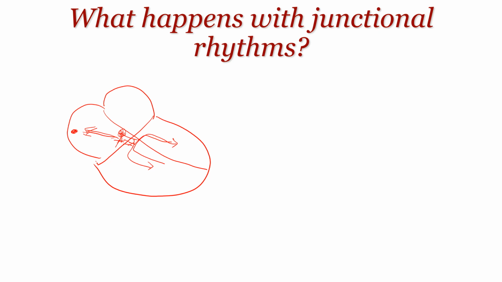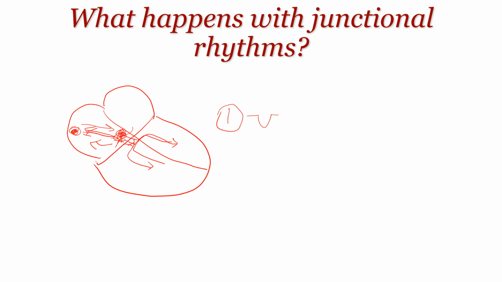Second fact is, normally, if the SA node is the pacemaker, the direction of the wave will be from above downwards. But in junctional rhythm, the direction is reversed. We are stimulating the atria from below upwards. So the P wave will be inverted. So the first difference between normal sinus rhythm and junctional rhythm is that the P wave will be inverted because it's not sinus. So it will be inverted in lead 2 and upright in lead AVR.